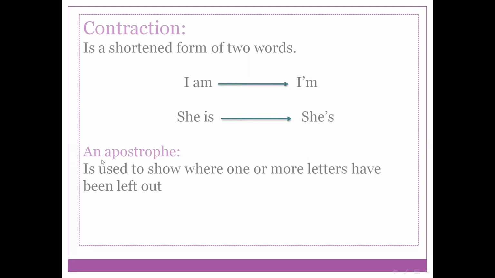Now, an apostrophe, what do I want here? An apostrophe is used to show where one or more letters have been left out. So, when I'm putting an apostrophe here, we are showing that one or more letters have been left out. I'm not writing it, so instead of the letter, I will add an apostrophe, okay?